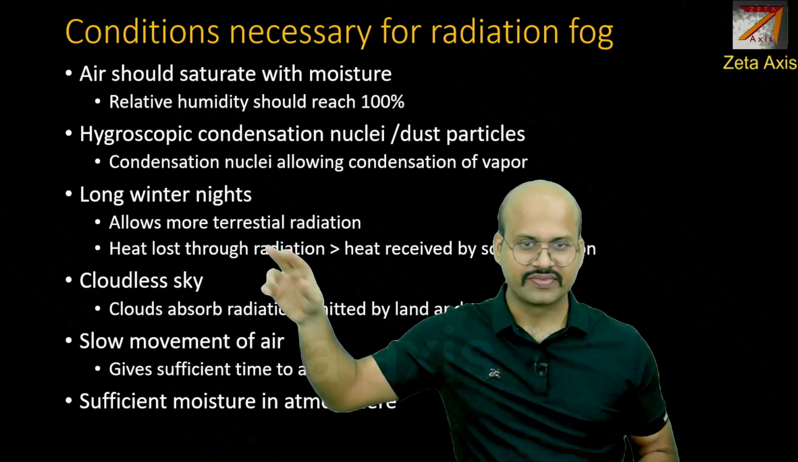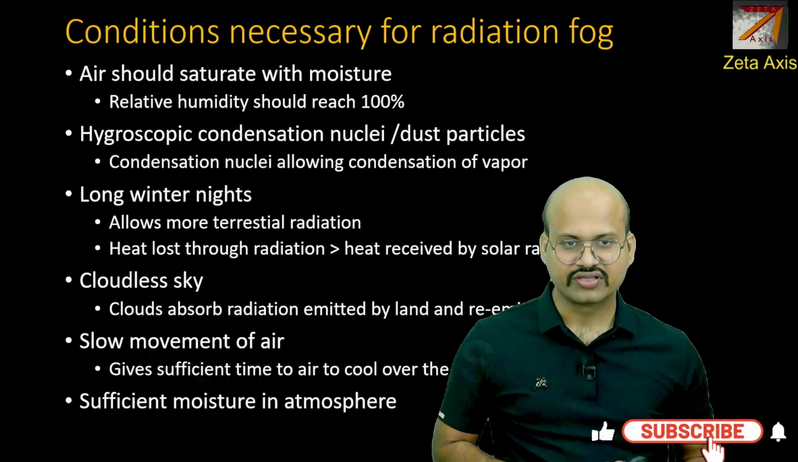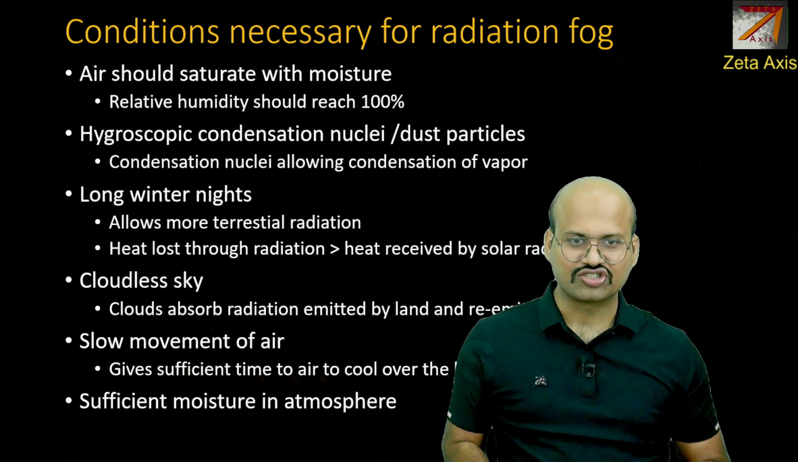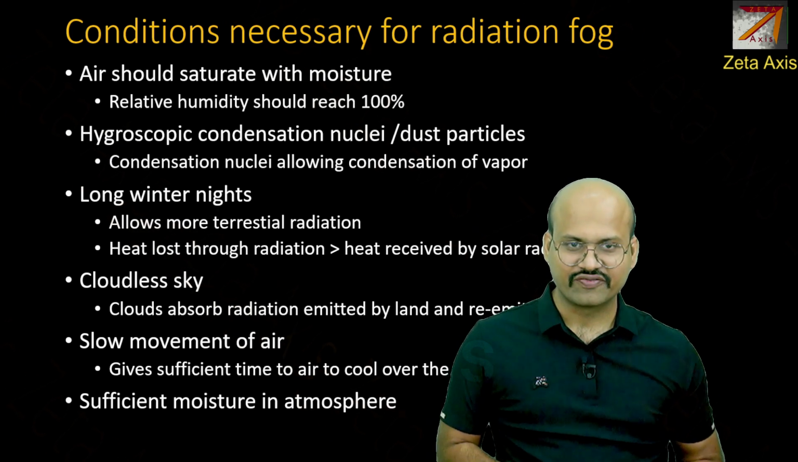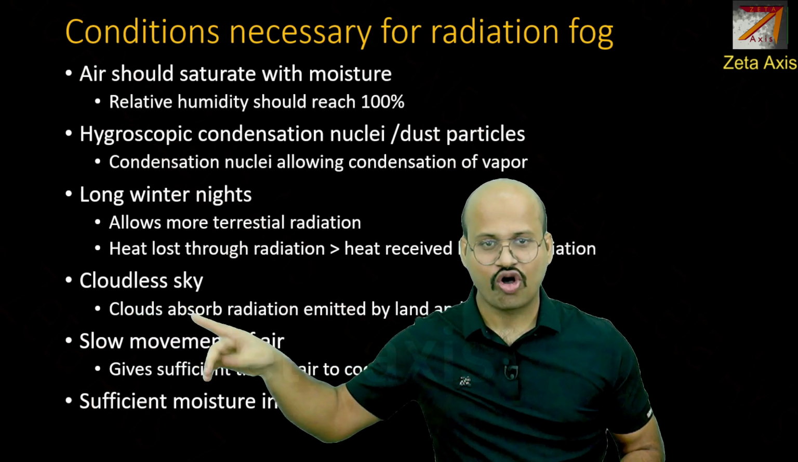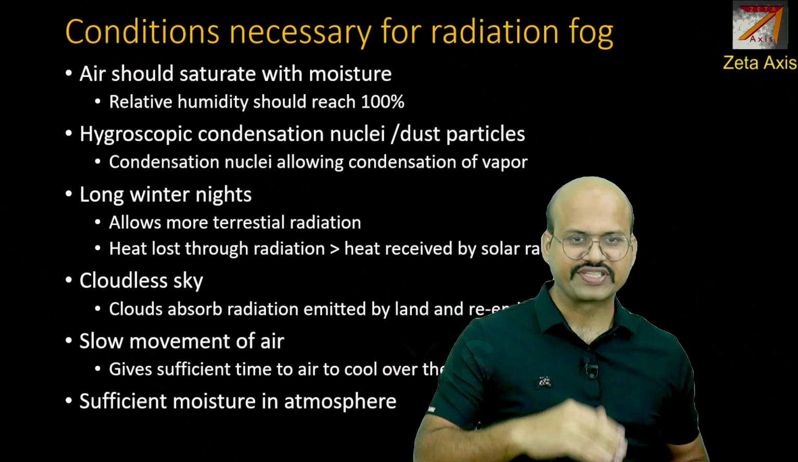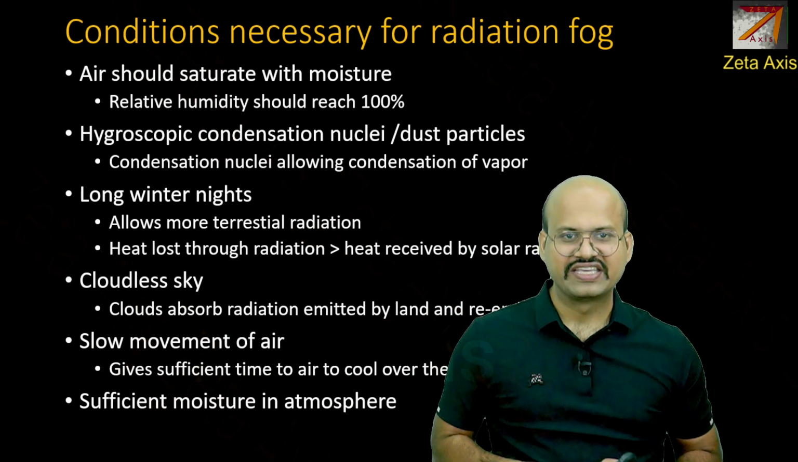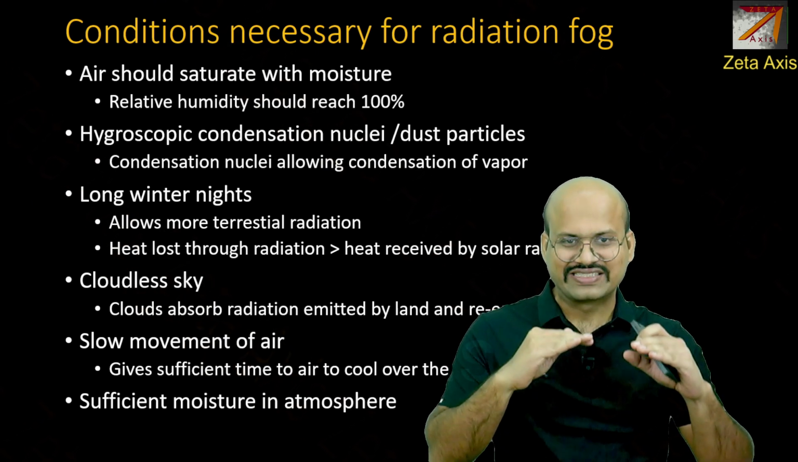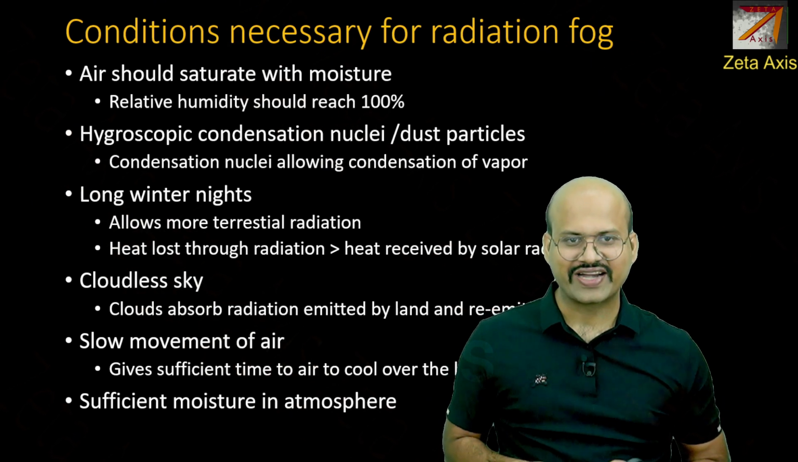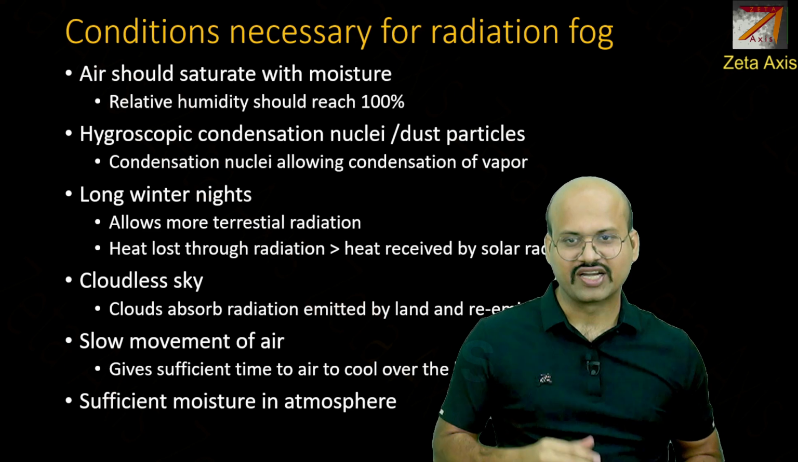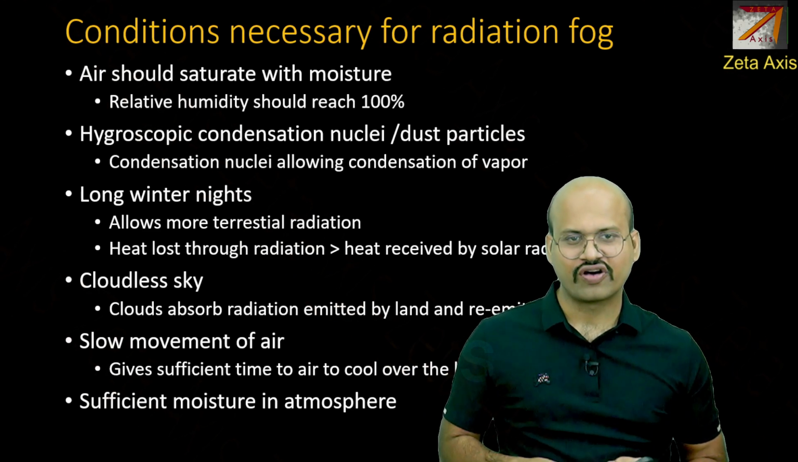Long winter nights help in causing fog because there will be more radiation or heat released from the air. It will reduce the temperature of the lower atmosphere and therefore help in the condensation of moisture in the air. A cloudless sky also helps because if there are clouds present in the atmosphere, then they trap the heat released by the earth. Thus, they do not allow the temperature to fall drastically. If there is no cloud, the heat released by the earth directly reaches space and therefore the temperature can decrease much more rapidly and thus help in the condensation of moisture.